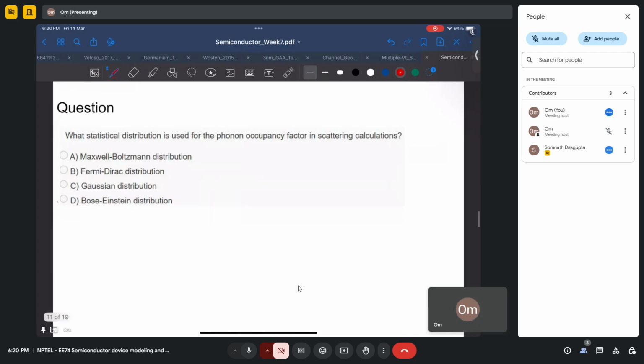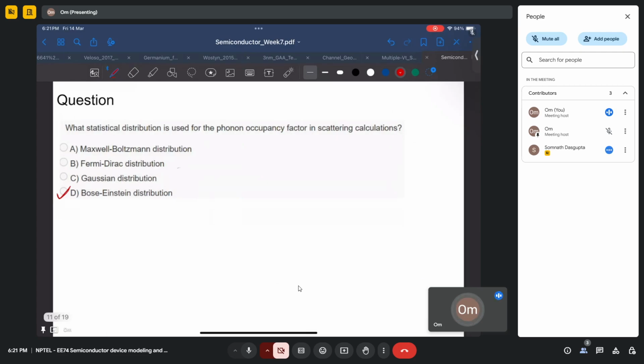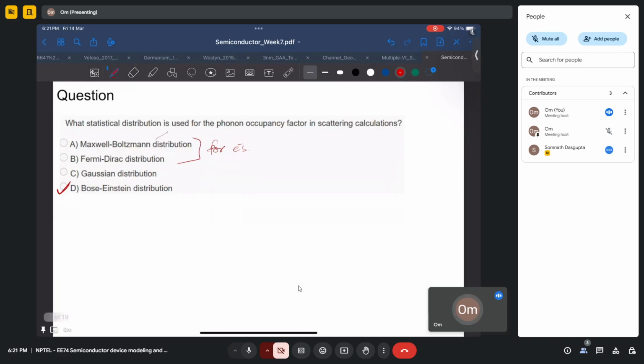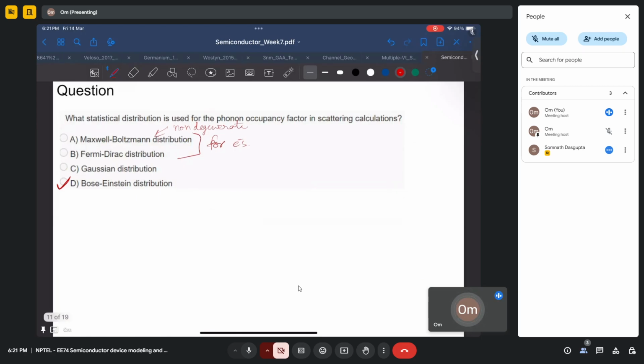Yes, it's Bose-Einstein distribution. For electrons, we use either Fermi-Dirac or Maxwell-Boltzmann. For phonons, we use Bose-Einstein distribution. Yeah, we can use both. Maxwell-Boltzmann is again an approximation for non-degenerate. But Fermi-Dirac is always valid, but Fermi-Dirac is difficult to calculate, so we sometimes tend to use Maxwell-Boltzmann.